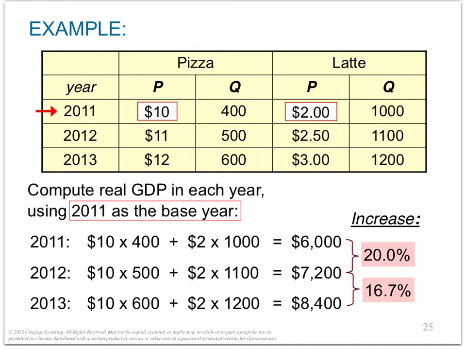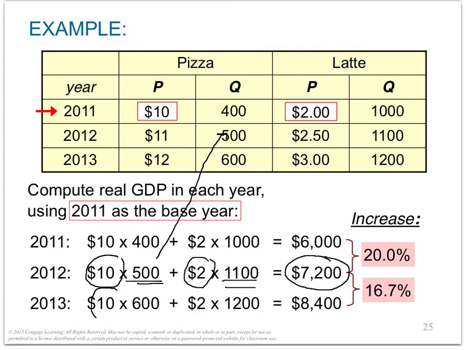But in 2012, it's changing because now we are using not 2012 prices but 2011 prices. As you see here, the price is $10, the same as 2011, but the quantity is different. Quantities belong to 2012. So now I'm considering the change in the quantity in 2012, but I'm keeping the prices constant. The same is true for latte too. So we will have a real GDP number of 7,200, which is increasing from 6,000 to 7,200, but this increase is because of the change in the output, not because of the change in the prices, because we are using the constant prices. And the same is true for 2013.